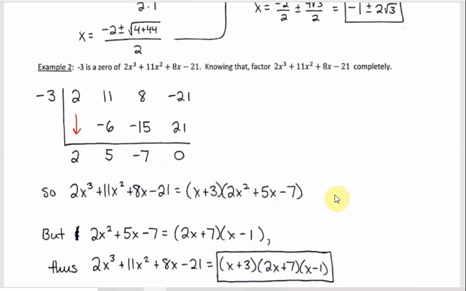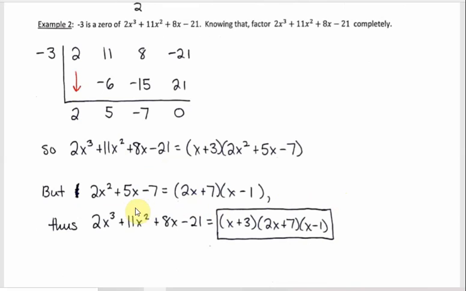That happens to factor. So down here, I've got that 2x squared plus 5x minus 7 is equal to 2x plus 7 times x minus 1. So then that means that the original polynomial that we started out with would be equal to x plus 3 times 2x plus 7 times x minus 1. So there's the version of it entirely factored out.